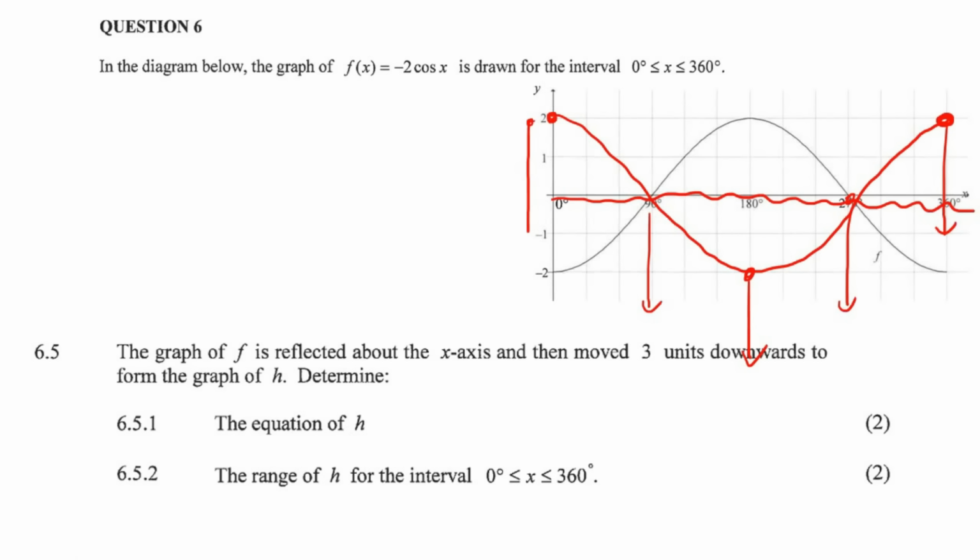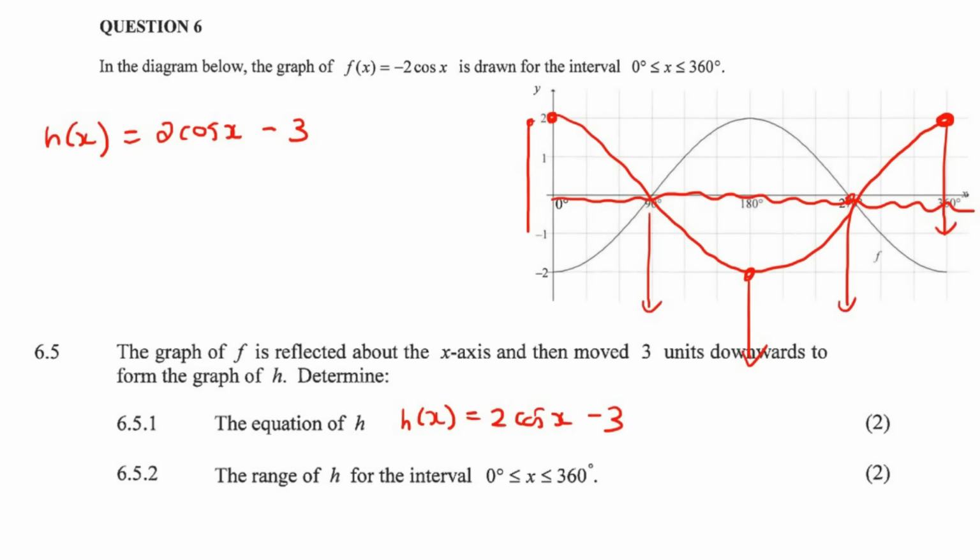Okay. So the first question says, now determine the equation of h. We know that it is this graph, but it's flipped over. So that means that this negative would now turn into a positive, because it's the flipped over version. And then they move it 3 units down, so we say minus 3. So that's for 6.5.1. Let's write it out properly: h of x equals 2 cos x minus 3.